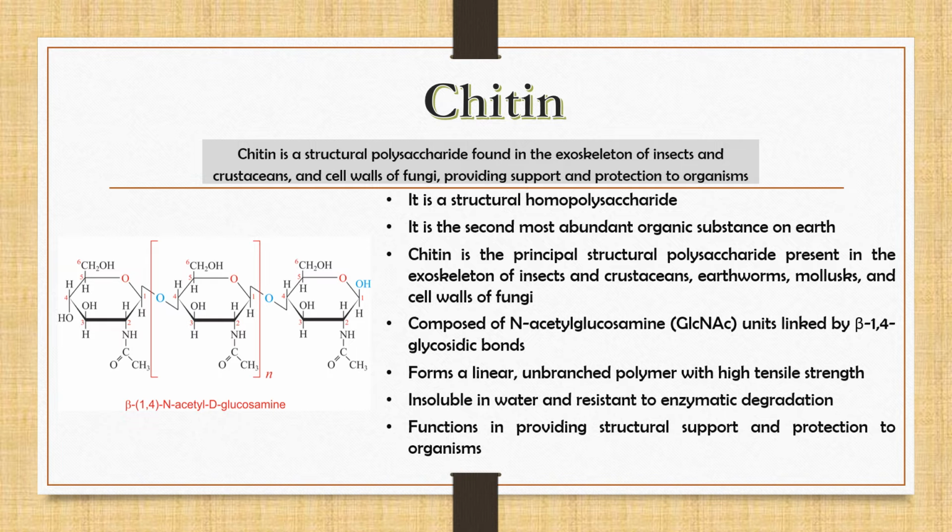Chitin-based materials are biocompatible and can be tailored for specific biomedical purposes. Chitin is utilized in various industrial processes such as water treatment, food preservation, and cosmetics. Its properties make it suitable for applications ranging from filtration to thickening agents.